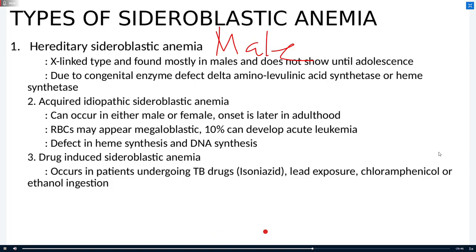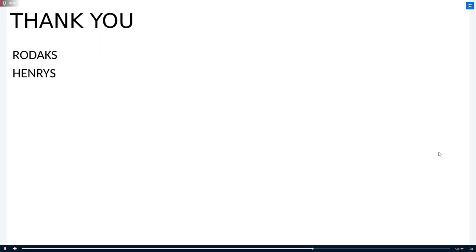So that ends our anemia. Any questions kayo? None. Verifications. Okay, I'll be calling you one by one. Let's have a recitation. Para na rin sa attendance.